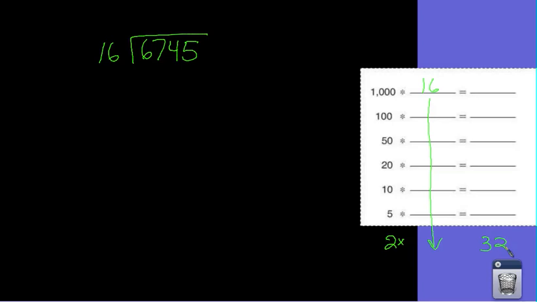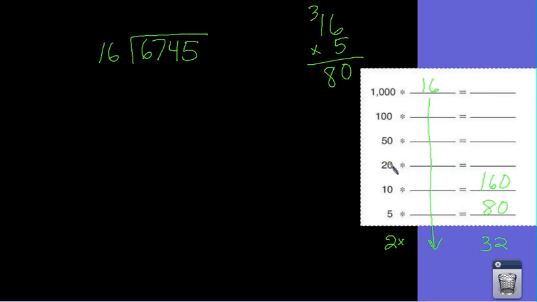5 times 16. Well, I can't think of that one in my head, so I'm going to go ahead and just write it out on the paper. 6 times 5 is 30. 1 times 5 is 5, plus 3 is 8. So 16 times 5 is 80. 10 times 16 is 160, adding the 0 at the end.